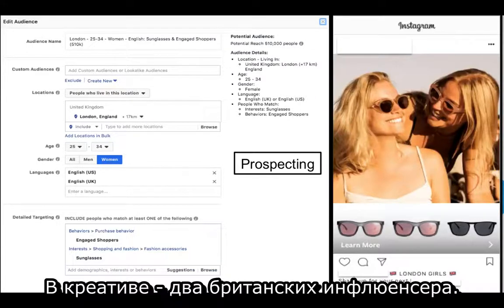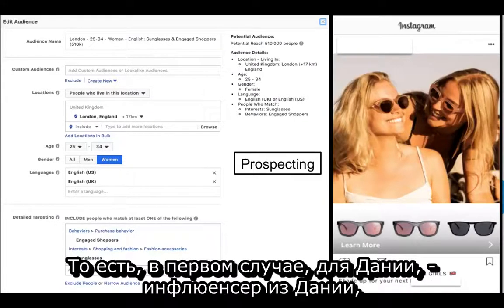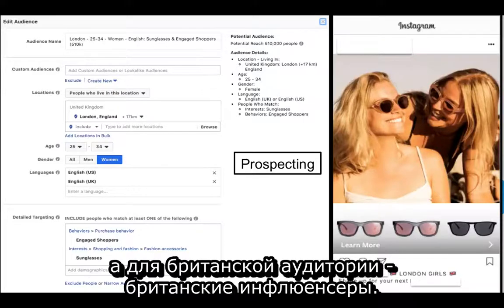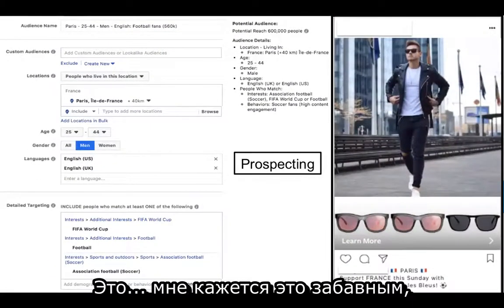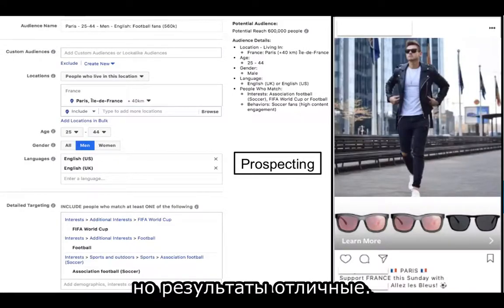And the creative we're using here are two British influencers. So on the first one we used the Danish influencers for Denmark, and here we used the British influencers for the British community, for the British audience. And what did we do with the men? Well, that is something that I think is very funny, and it worked very nicely.